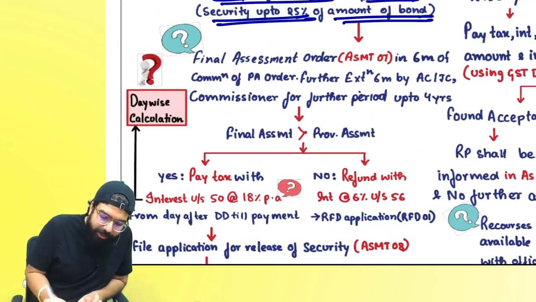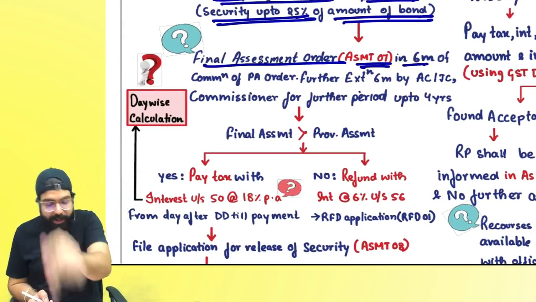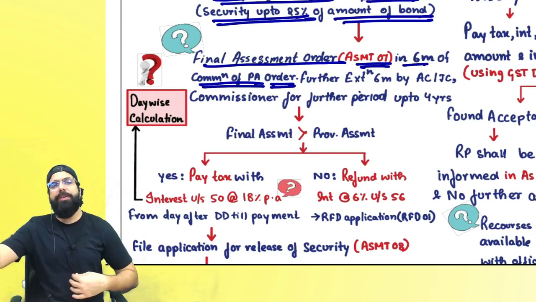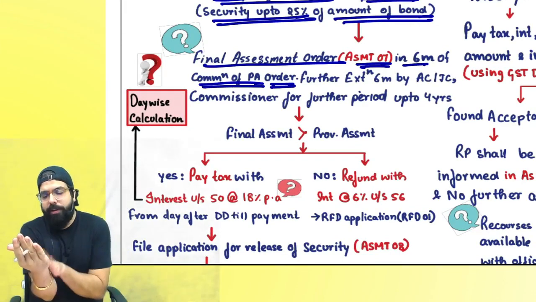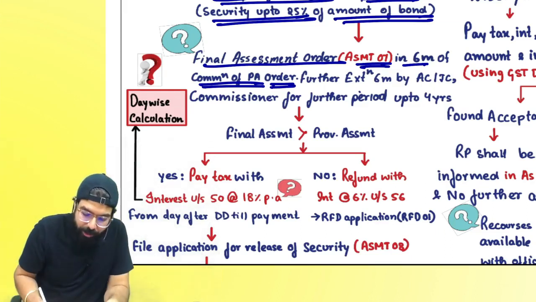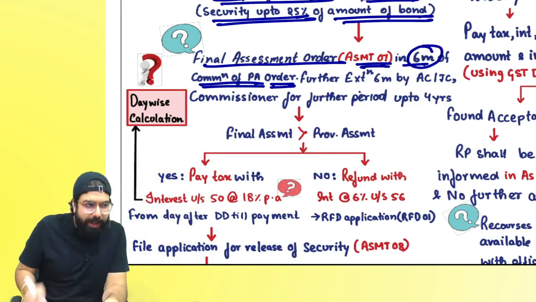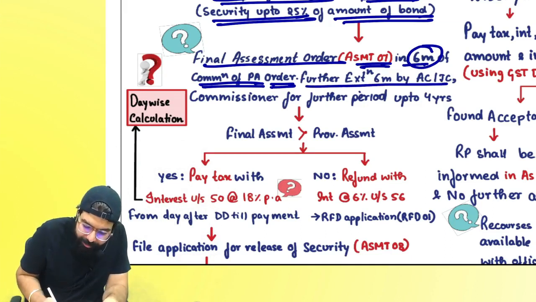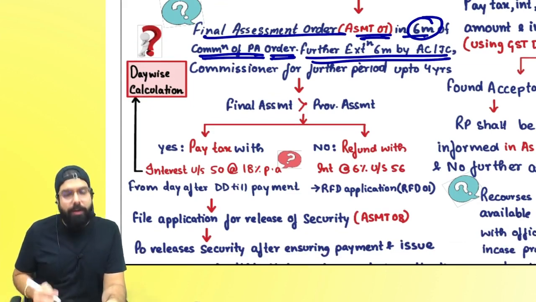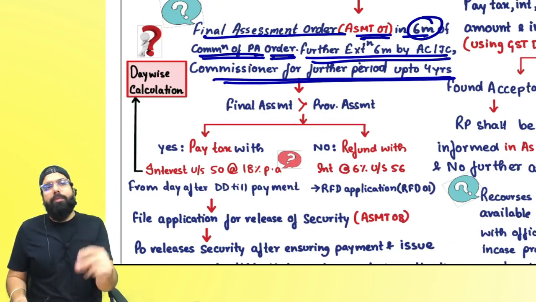Then, final assessment will be done in ASMT 07. Within how much time, everyone? 6 months of the communication of the provisional assessment order. The day you receive the provisional assessment order, within 6 months they will give the final assessment order. If they can't do it in 6 months, then the additional commissioner or joint commissioner can further extend the time limit by 6 months, and the commissioner can further extend the time by 4 years.